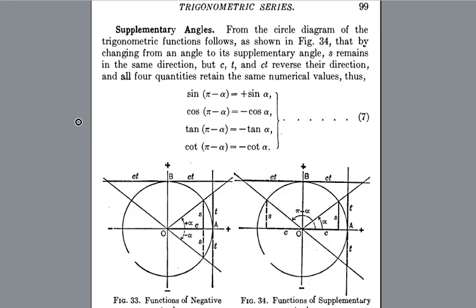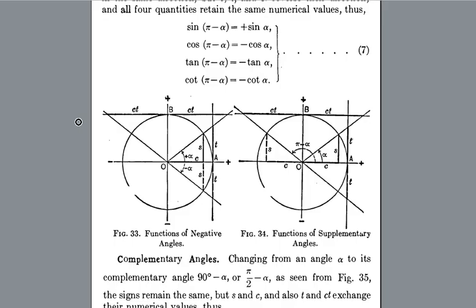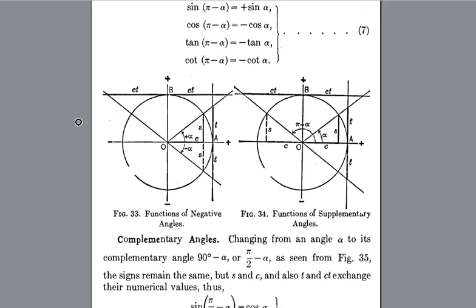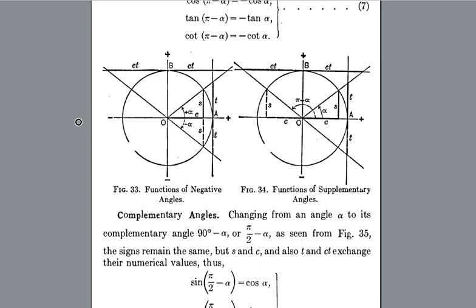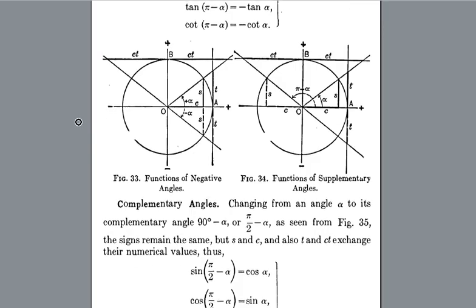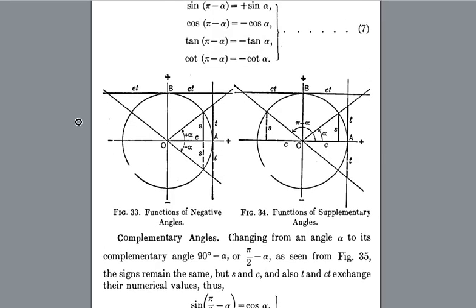The cotangent of pi minus alpha equals the negative cotangent of alpha. Complementary angles. When changing from an angle alpha to its complementary angle, represented as 90 degrees minus alpha or pi divided by 2 minus alpha, the signs of the trigonometric functions remain the same. However, the projections labeled S and C, as well as T and CT, exchange their numerical values. This leads to the following relationships.